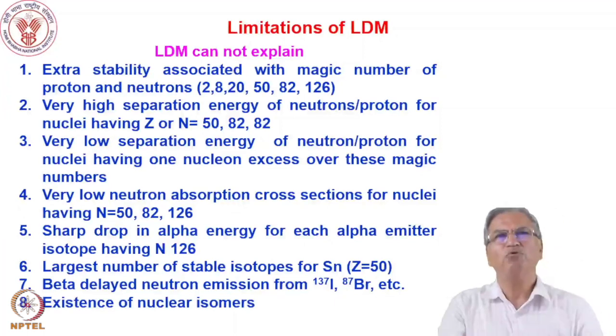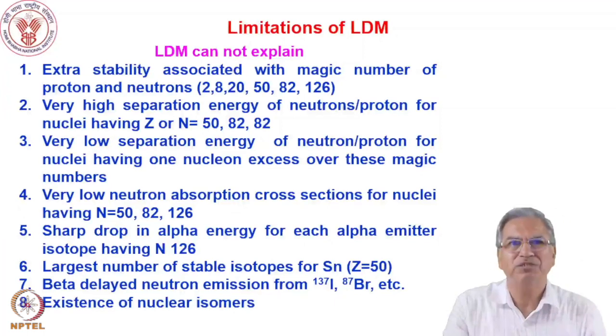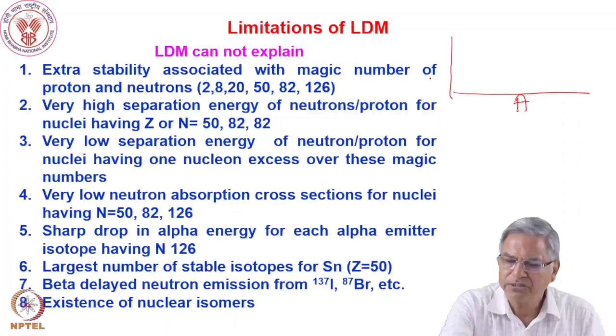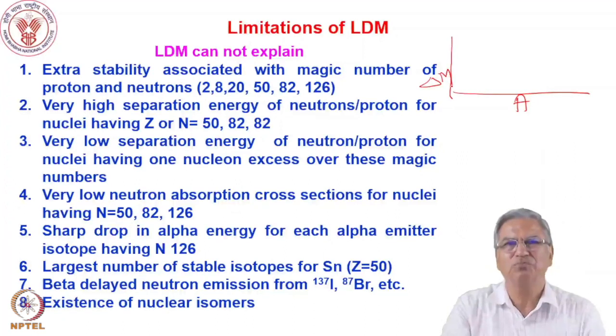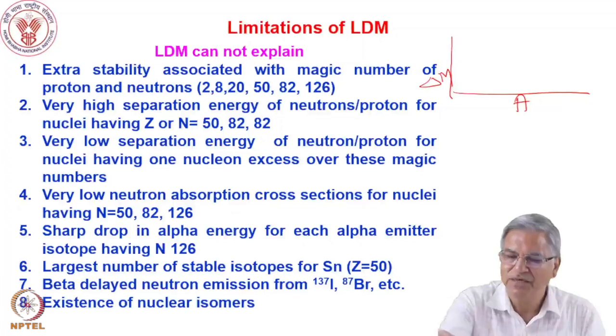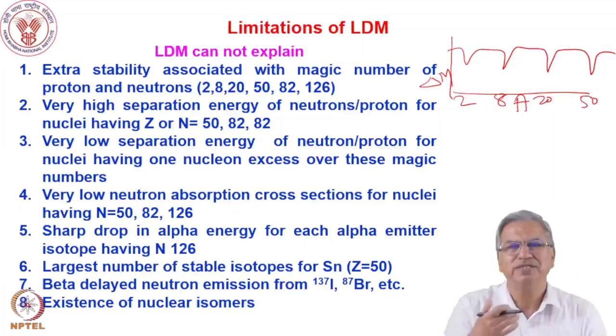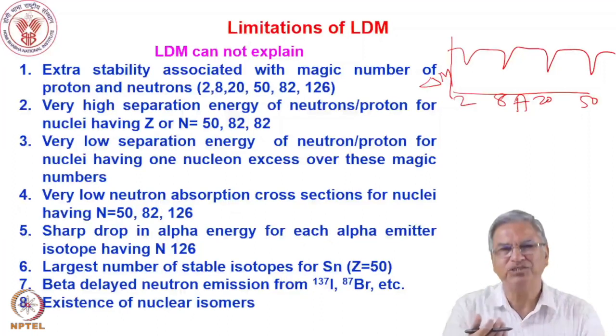The most important aspect that the liquid drop model could not explain was the extra stability associated with the magic numbers of protons and neutrons. In the previous lecture, if you draw the difference between the liquid drop masses and the experimental masses, we found that the experimental masses are lower than the liquid drop masses for certain numbers of neutrons and protons, corresponding to 2, 8, 20, 50, 82 and so on. That means these nuclei have lower mass, higher binding energy, and therefore extra stability associated with the magic numbers. This part could not be explained using the liquid drop model.